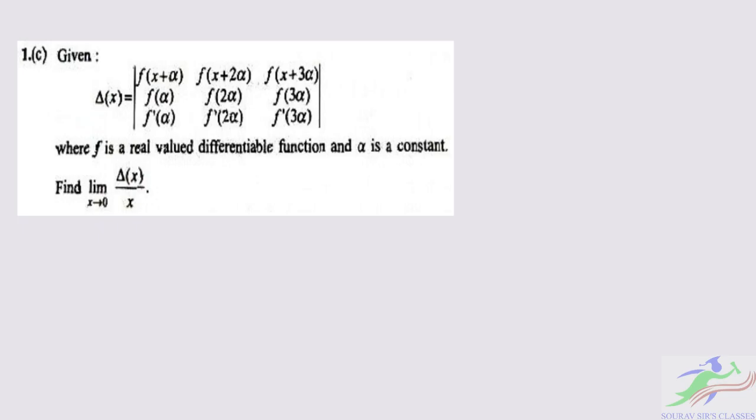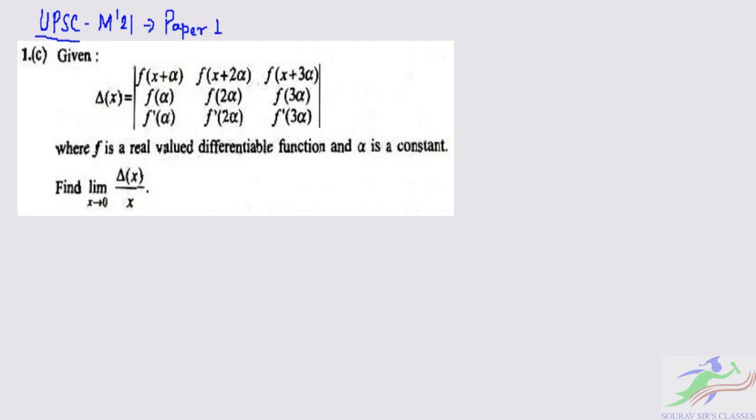In this video, as in the previous video, we are solving the UPSC mathematics optional paper of 2021. It is considered one of the toughest exams, and this is paper 1. In the previous video we already solved 1A and 1B. Now in this video we will solve question number 1C.